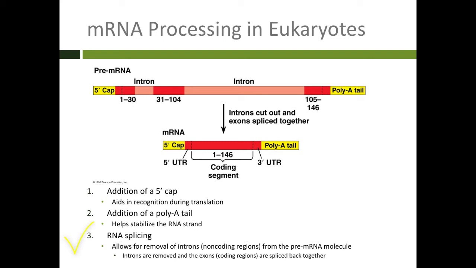In addition, the cell will cut out unneeded parts of the RNA. The unneeded parts are called introns, and they are shown in pink on your screen. The useful parts, or the parts that we keep, are shown in red, and they're called exons. Once we have stabilized the transcript and cut out the non-coding regions, now it's ready for translation.